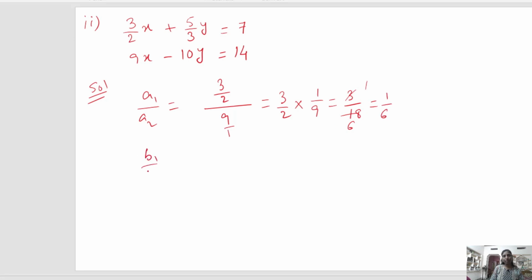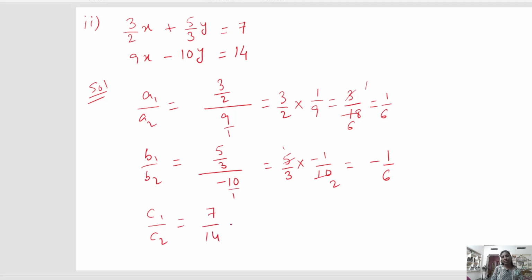b1 by b2 is equal to 5 by 3 divided by minus 10. Here we can write 5 by 3 into, we can write minus 10 as minus 10 by 1. Now the reciprocal is minus 1 by 10. So here 5 ones are 5, 5 twos are 10, 3 tens are 30. Here we get minus 1 by 6. So now c1 by c2, 7 by 14, which is equal to 1 by 2.